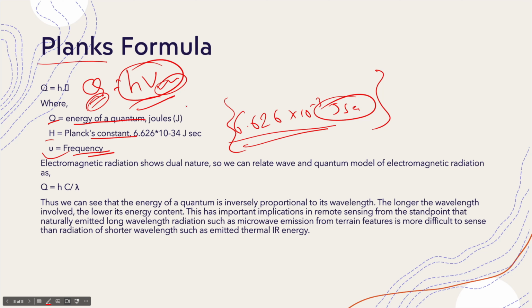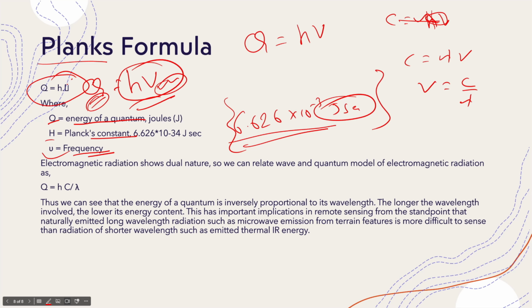So we see that Q = hv, and from the wave equation we already know c = λv, so v = c/λ. If we write in the form of frequency, Q = hv, or in relation with the wavelength, Q = hc/λ. Thus the energy of the quantum is inversely proportional to its wavelength. The longer the wavelength involved, the lower the energy content.